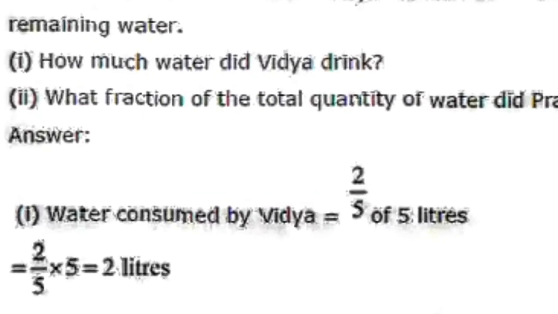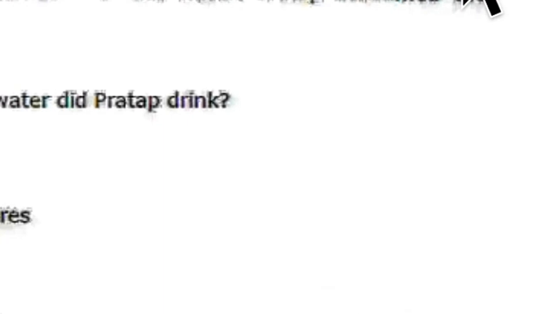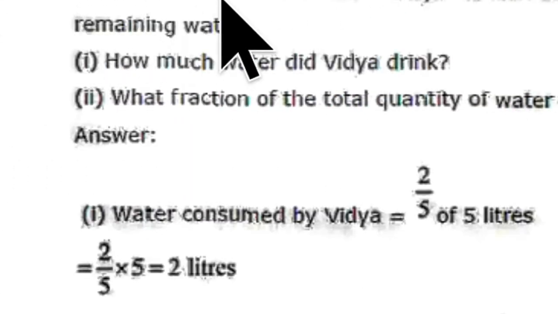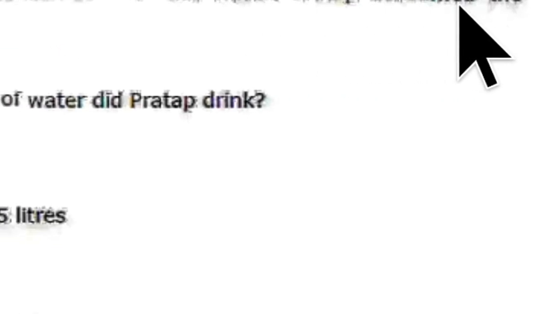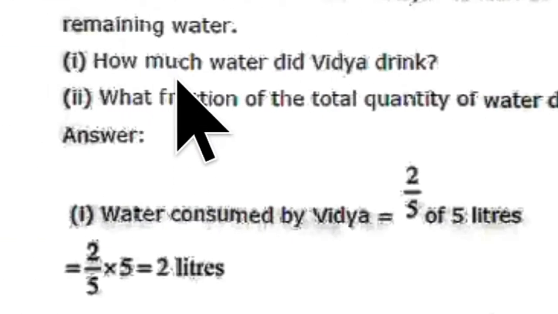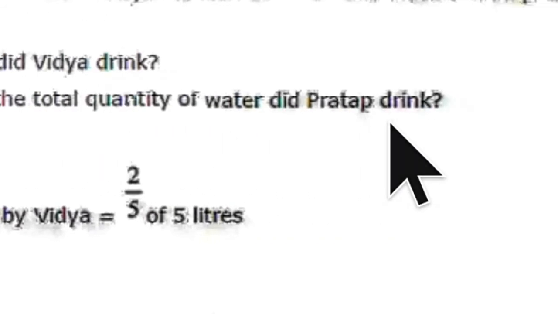Question number 8. Vidya and Pratap went for a picnic. Their mother gave them a water bottle that contained 5 liters of water. Vidya consumed 2 upon 5 of the water. Pratap consumed the remaining water. How much water did Vidya drink? And what fraction of the total quantity of water did Pratap drink?